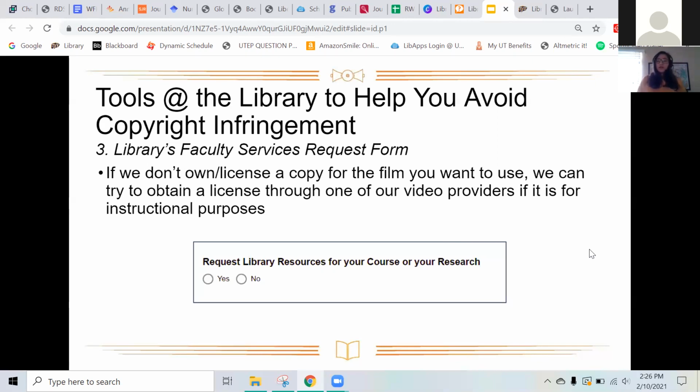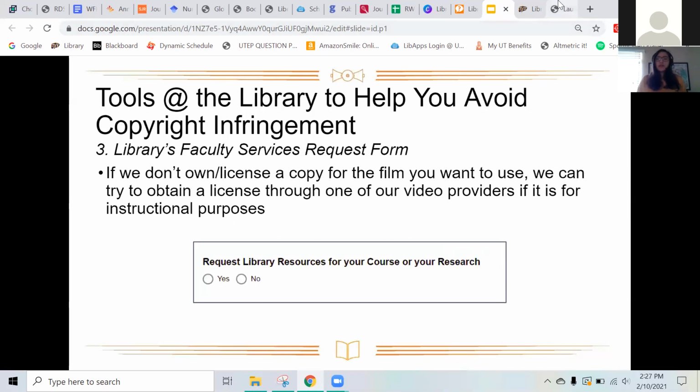The third tool I want to talk about is the library's faculty services request form. If we don't own or license a copy of the film that you want to use, we can try to obtain a license through one of our video providers, as long as it's for instructional purposes.